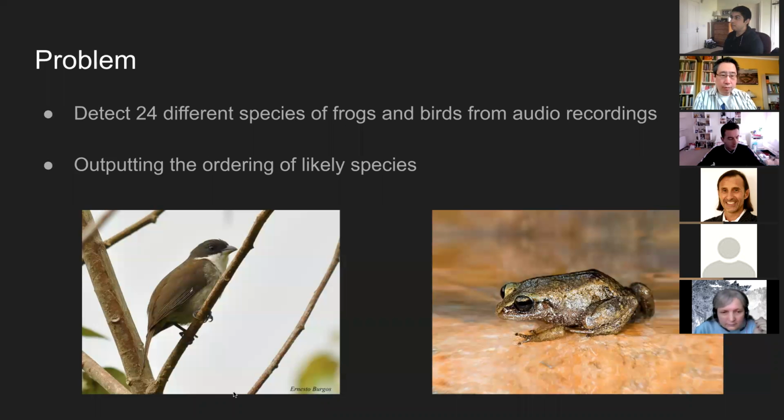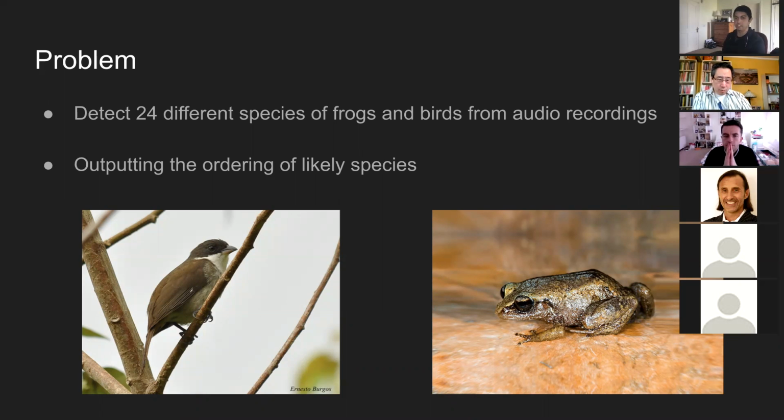So getting into the problem, what we were trying to do was detect 24 different species of frogs and birds from audio recordings. We're given some files and we just have to say which birds and frogs are present in this recording. What we're specifically outputting is the ordering of the likely species. We're not saying in binary terms that this is present or not present; we're just trying to rank them and say which are the most likely to occur in this audio.